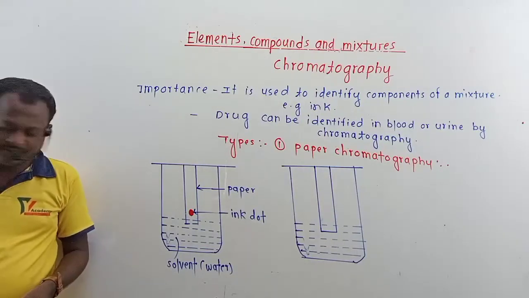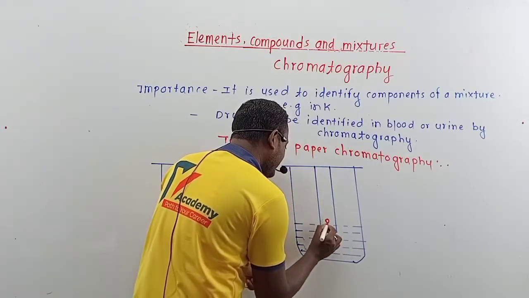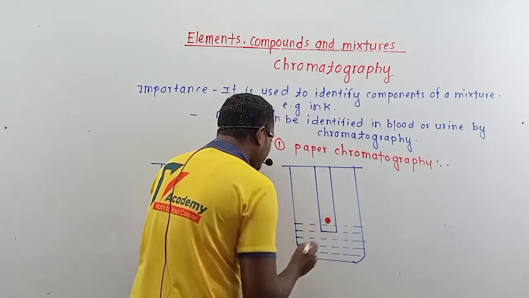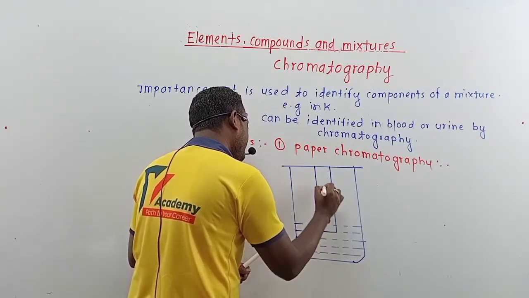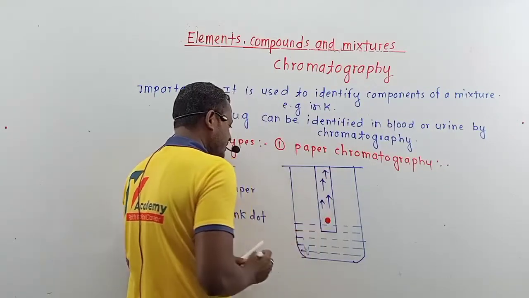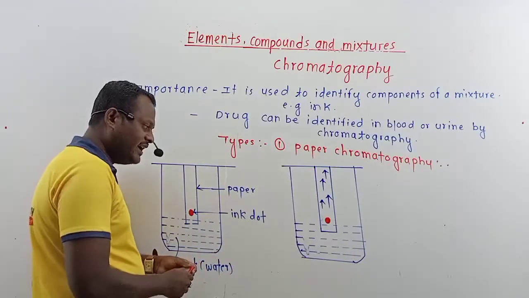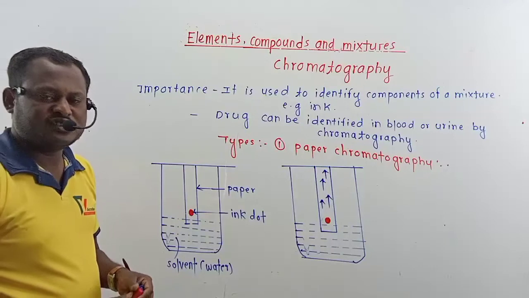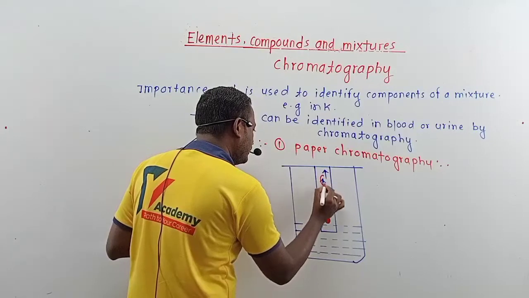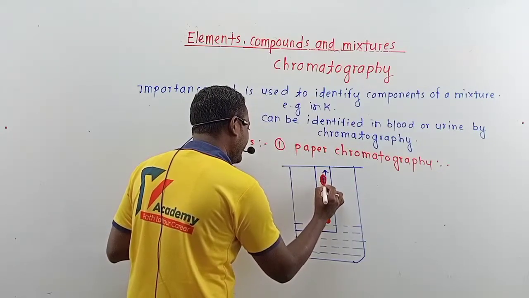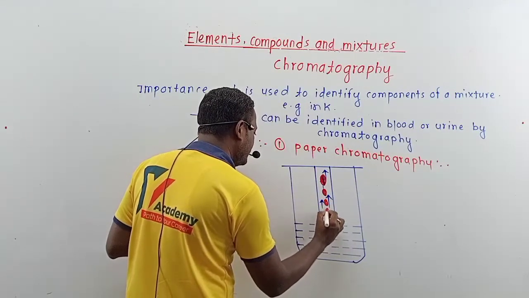So let us see. This is the original dot, and the water rises in this paper due to the capillary action. The components in the ink which have the least molecular weight, that color will go to the upper side. And the different colors which are present in the ink dot are separated in this manner.